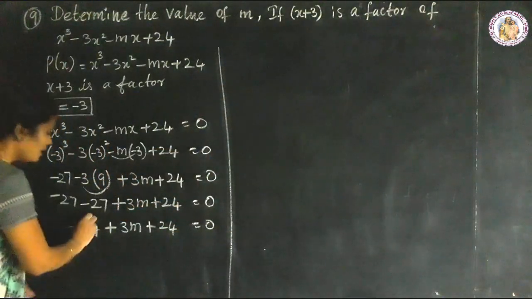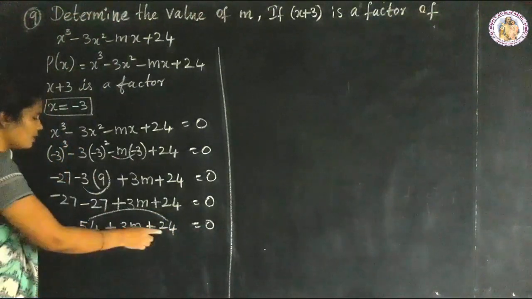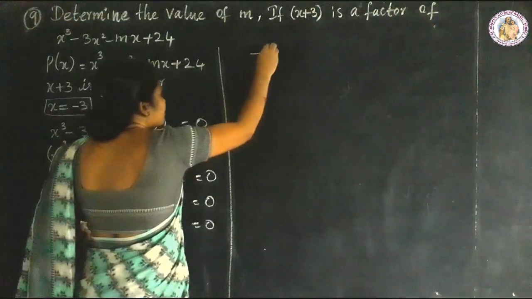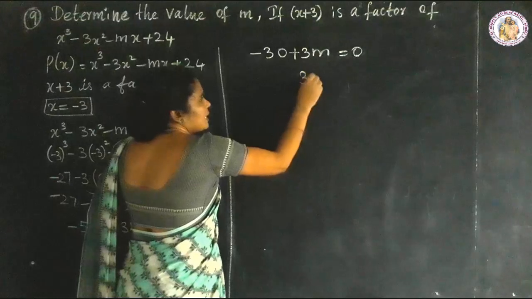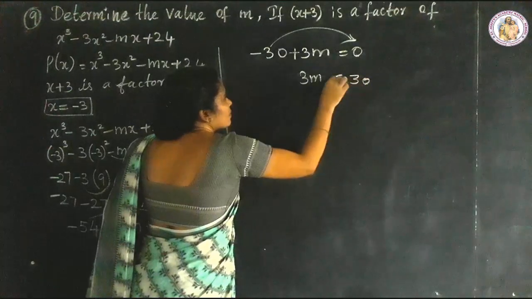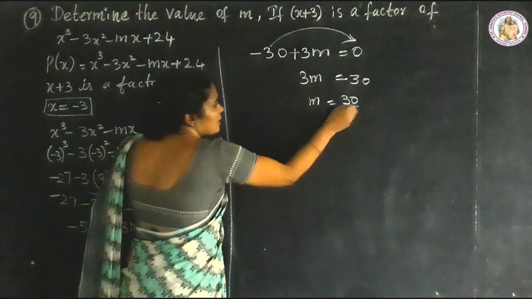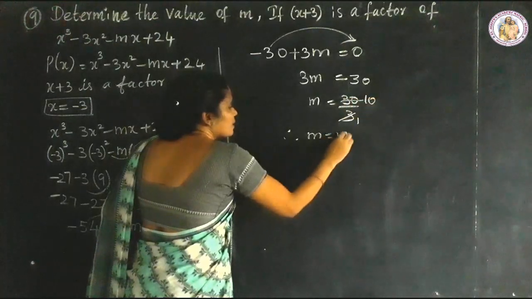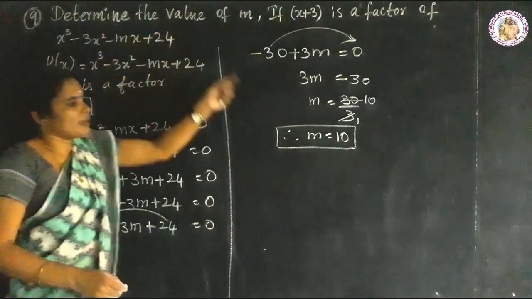In the next step, write minus 54 plus 24. So 54 minus 24 is 30. 54 is greater, so minus 30 plus 3m is equal to 0. Keep 3m on the left side and take minus 30. While it goes to the right side, it becomes plus 30. Now 3m is equal to 30. 3 goes for division. So therefore, m is equal to 3 ones are 3, 3 tens are 30. m is equal to 10. So the value of m is 10.